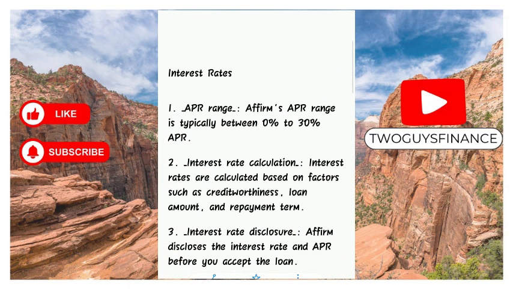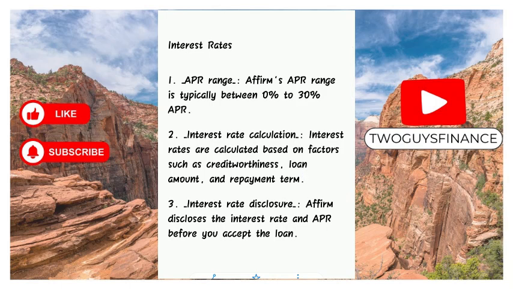Now, when it comes to interest rate, there are a couple of interest rates available on Affirm. There's the APR range. Affirm's APR range is typically between 0% to 30% APR. There's also interest rate calculation. So interest rates are calculated based on factors such as creditworthiness, loan amounts, and repayment terms.